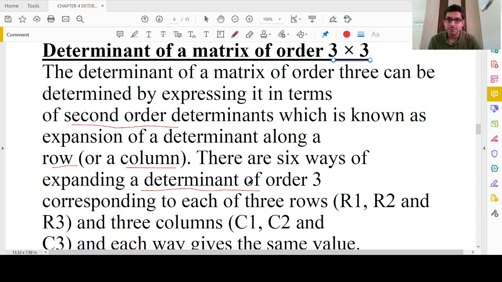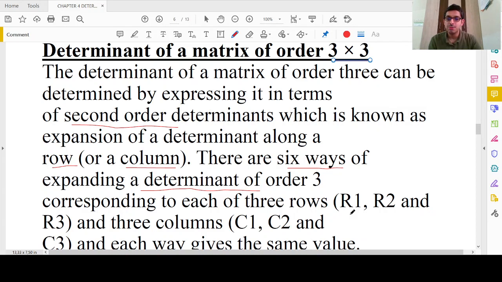There are 6 ways of expanding a determinant of order 3, corresponding to each of the 3 rows. It can be done using any one of the 3 rows, that is R1, R2 and R3, and any one of the 3 columns C1, C2 and C3, and each of these will give the same value. So a determinant of order 3 by 3 can be expanded using any one of the rows or any one of the columns.